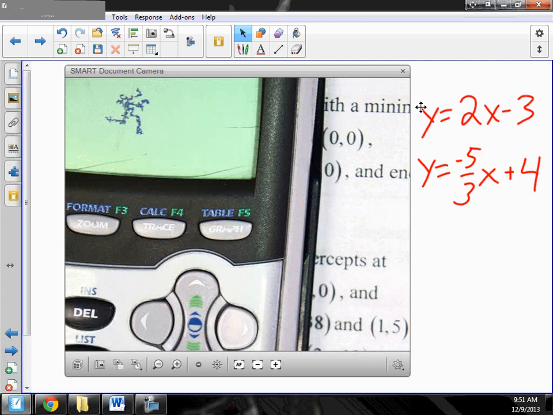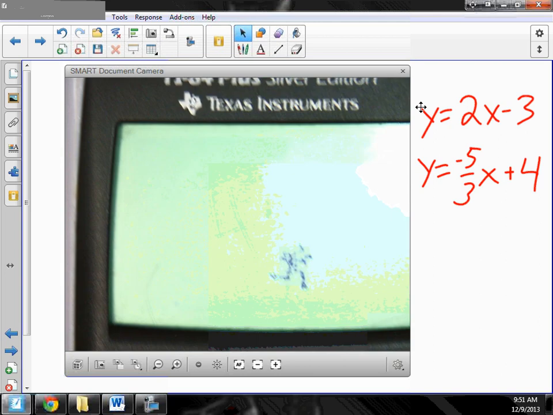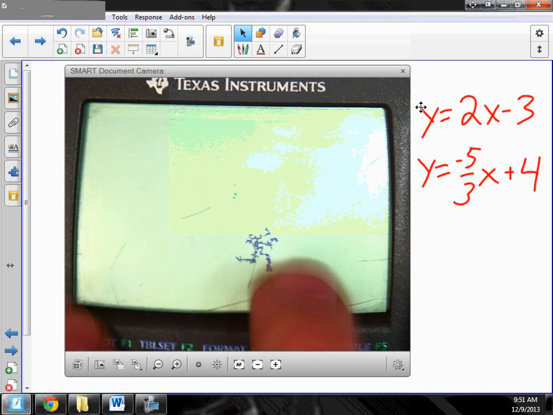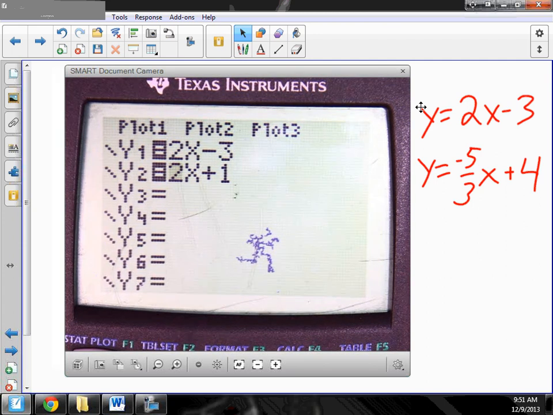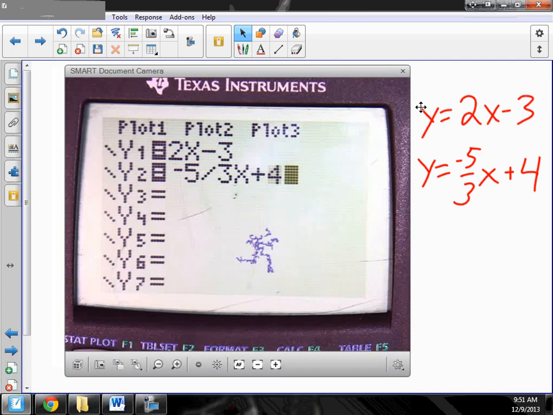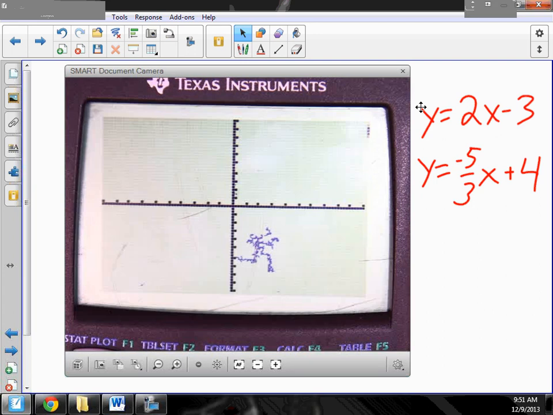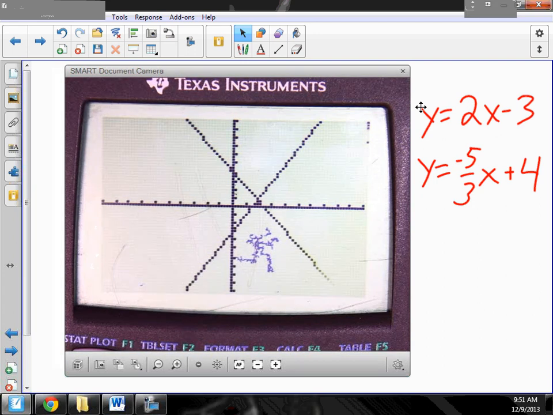One of the easiest ways to find the answer is just to graph them. So go ahead and graph both equations. So 2x minus 3 and negative 5/3 x plus 4. So now we just need to find the intersection.